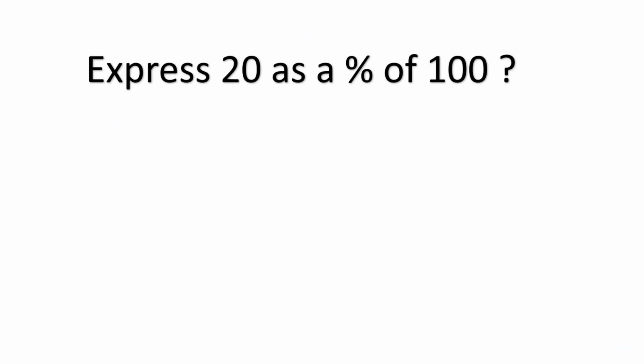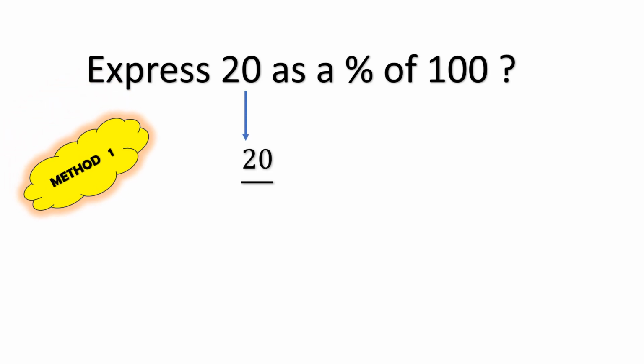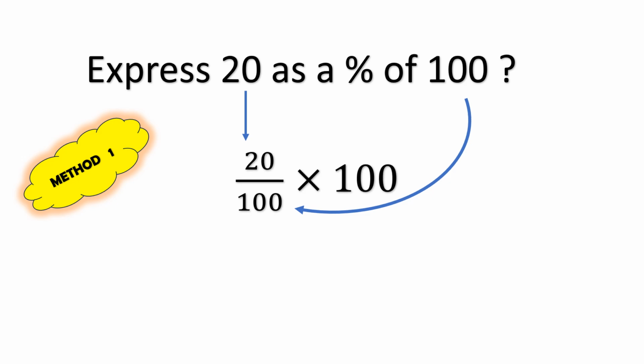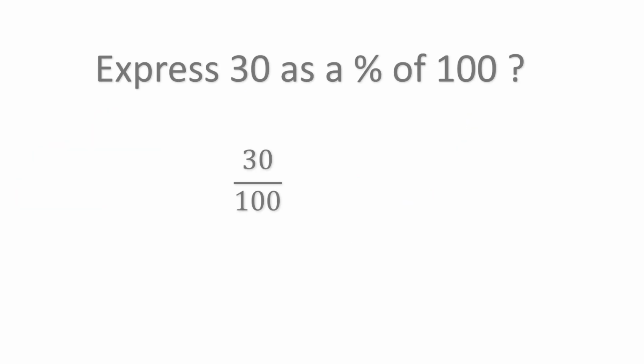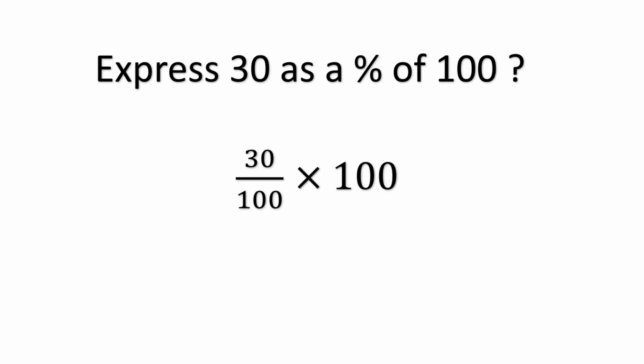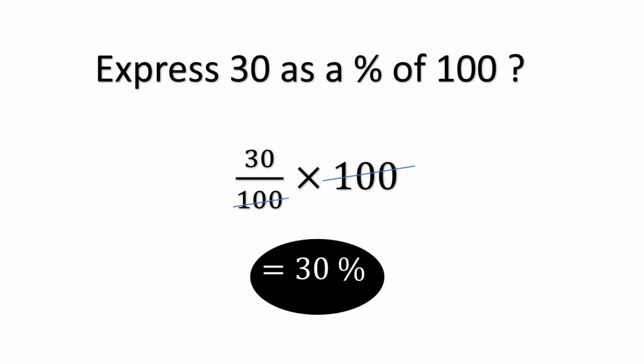Now, can you express 20 as a percentage of 100? I would prefer to do it by method 1. So 20 is our given number, another quantity is 100, and we will multiply this by 100. It's very easy, we'll just strike 100 with 100 and 20 remains, so 20 is the percentage. Now express 30 as a percentage of 100. So we will write 30 by 100 multiplied by 100 and we'll strike 100 with 100, the answer will be 30%.